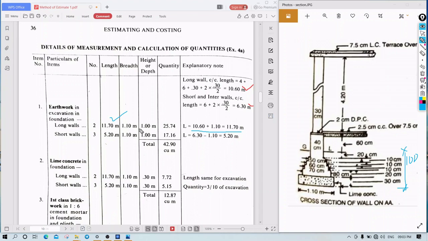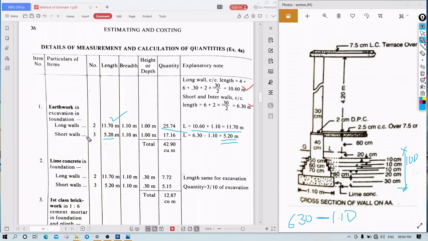11.70 into 1.10 into 1. You will get 25.74 is the quantity for long walls. Now for short walls, same procedure that we need to take first what? The center to center line length of the short walls. Okay. Then in the long walls we have added, in the short walls we will subtract it. Subtract how much? 1.10. So your 5.20. Okay. So 5.20 is your length.